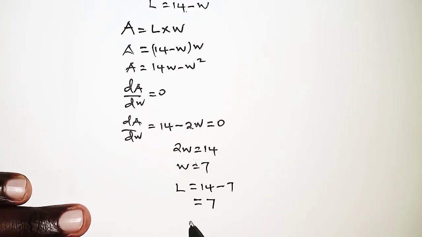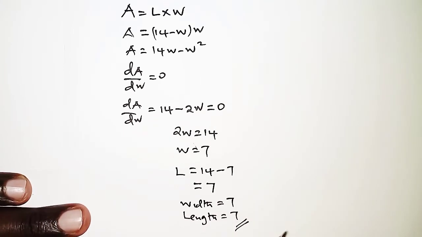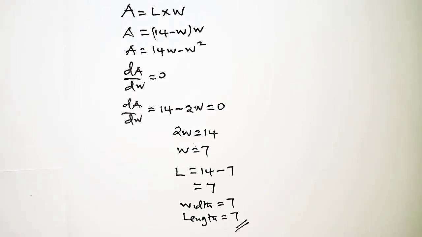So finally, we had the width is equal to 7 centimeters and the length is also 7 centimeters. So these are the dimensions that will give us the maximum area of the rectangle. So that's it for this problem.